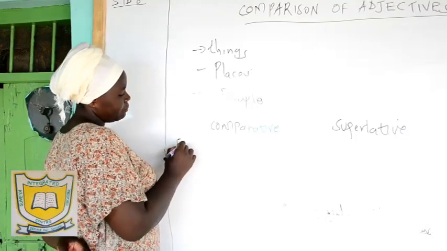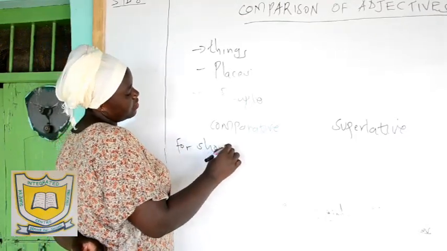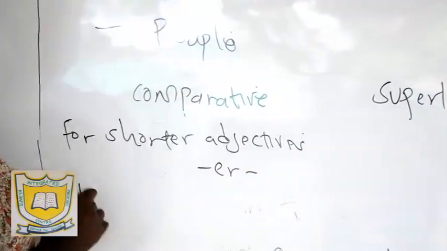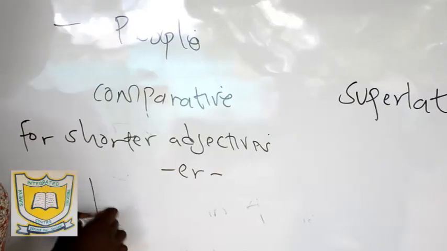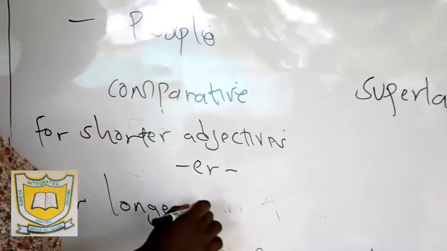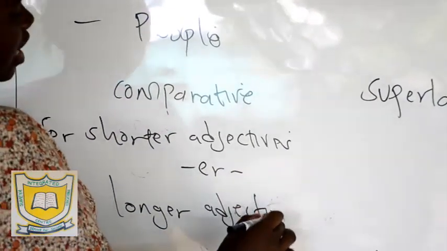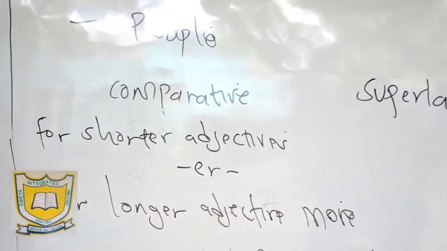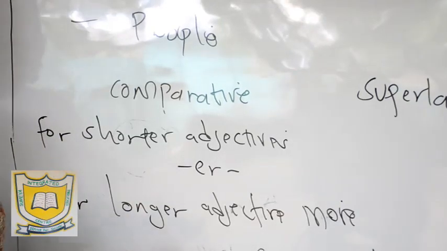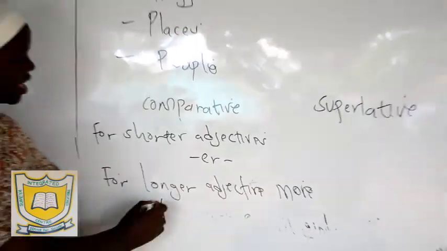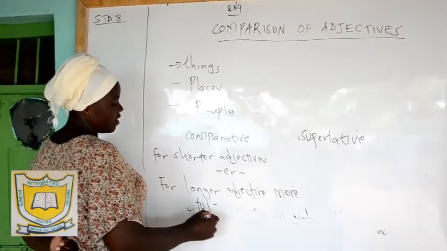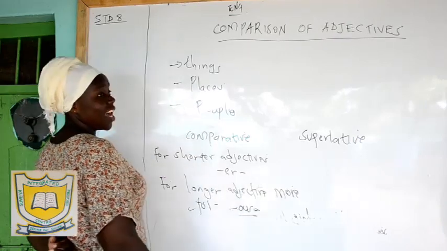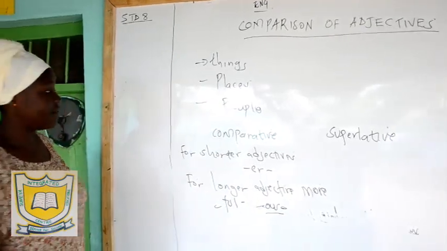Now, for shorter adjectives, you are going to add ER. But for longer adjectives, we are going to use more in the comparative degree. When I say longer adjectives, I mean those adjectives that end with FUL, or those adjectives that end with OUS. These ones take more in their comparative degree.